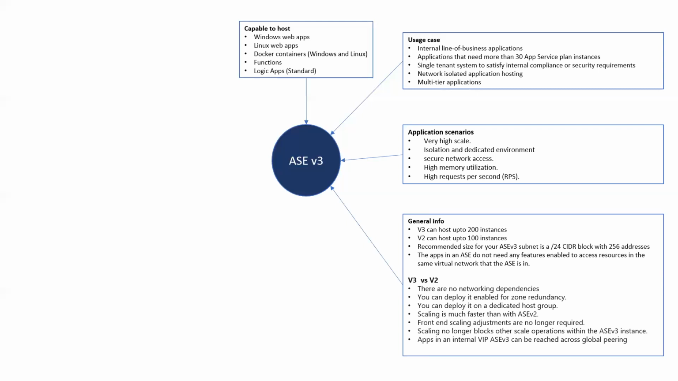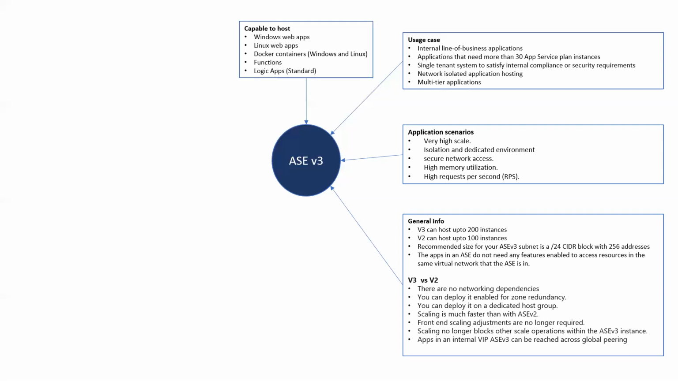In general, V3 can host up to 200 instances of App Service Plans or App Services combined. That means you can host a maximum of 200 instances of Azure App Services in the App Service Environment V3.